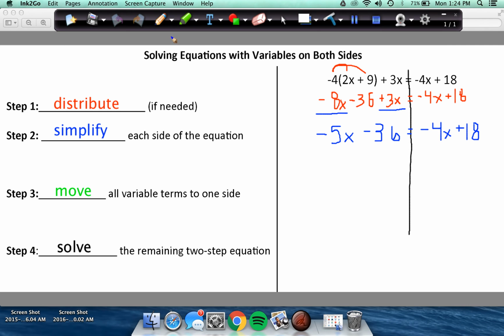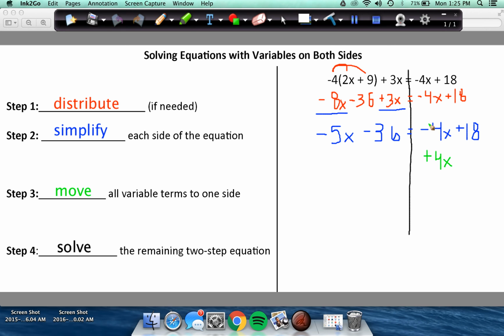My next step, step 3, is to move all variable terms to one side. So in this case, we're working with x, and we're going to move them to one side. I'm going to move all of mine to the left side. I like my x terms on the left side, so that's what I'm going to do. That means this negative 4x, I need to move it over here. It's a negative 4x. In order to move a negative term over, you guys know we have to do the opposite, so I'm going to add it. The only way to get rid of a negative number is to add it.